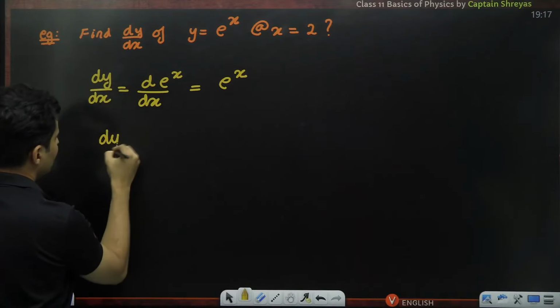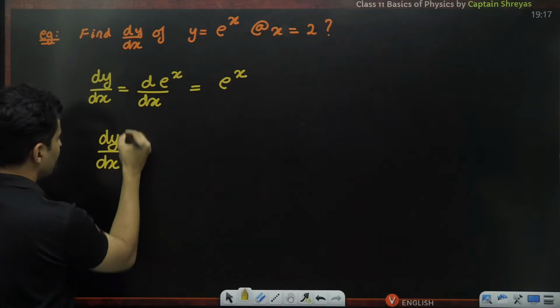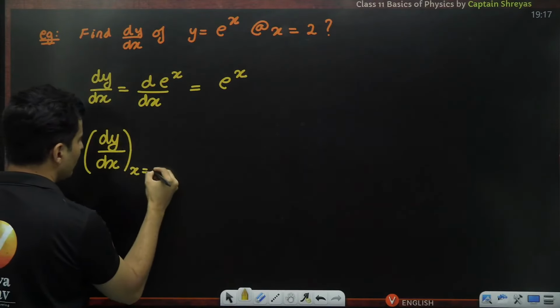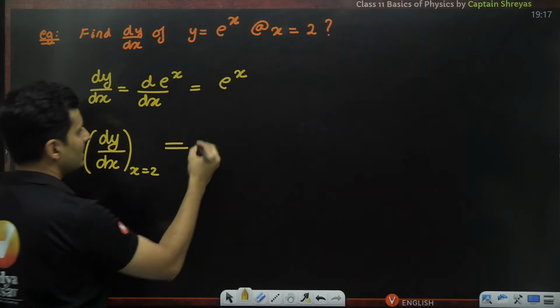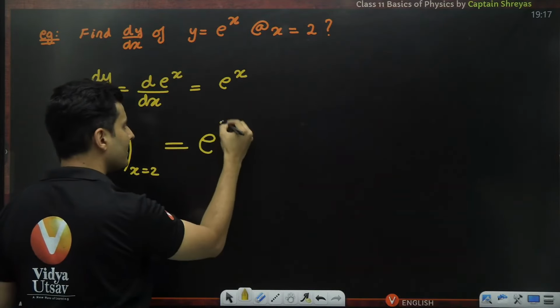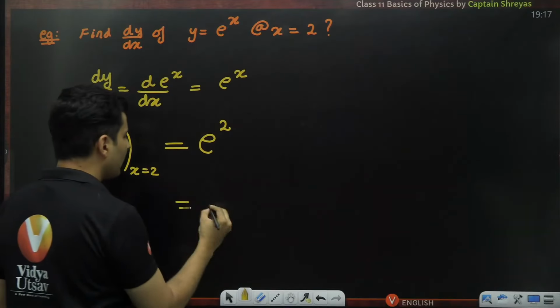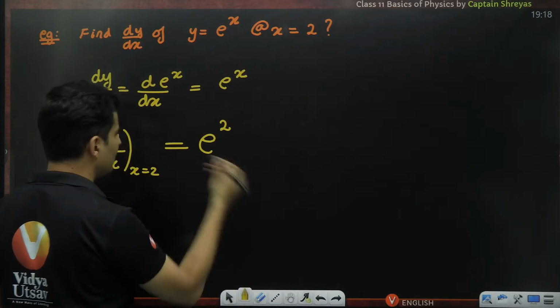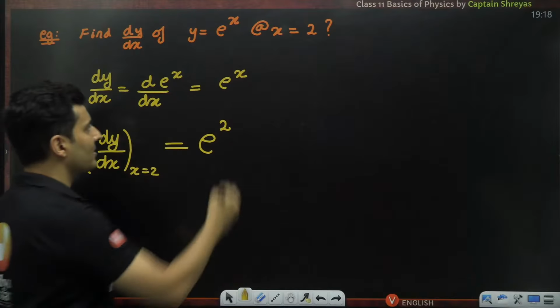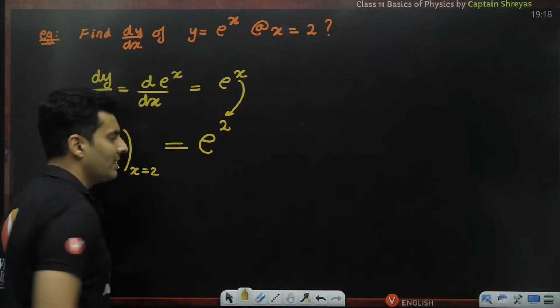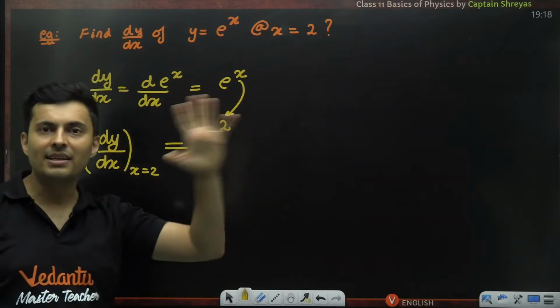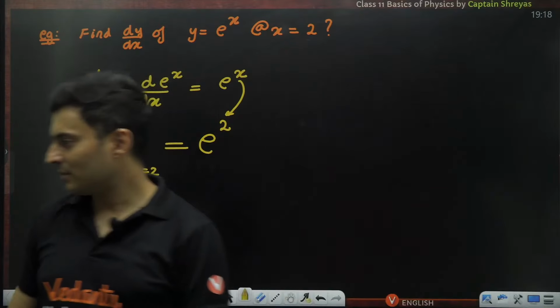But the question says find dy by dx at x equals to 2. That means substitute the value of x as 2 in the end. Don't substitute in the start. Okay, so the answer is basically e square. Just leave it like that. Instead of x, I've just put the number 2. So this is the answer. e square is the final answer.